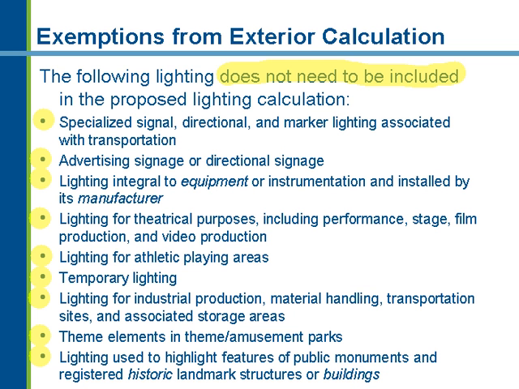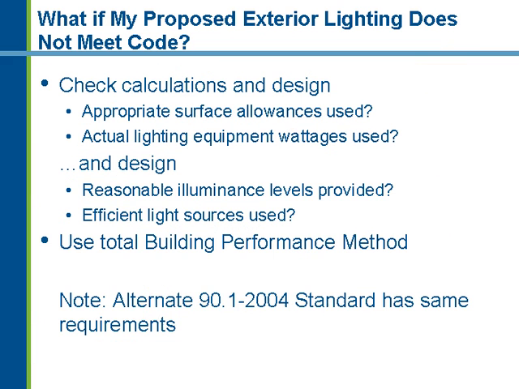Now, once you have your calculation of proposed wattage and you compare it with your allowed wattage, you hopefully will meet code. Now, what if you don't meet the proposed exterior lighting code requirements? Again, similar to the interior situation, you need to check your calculations of design, find out if you used the appropriate exterior surfaces, look and see if you've got the correct wattage you're using, and of course look at your design. Again, reasonable illuminance levels provided. It's very easy to overlight spaces for a variety of reasons, some of them not so rational and some rational, but you need to look at that and make sure that your design is appropriate.